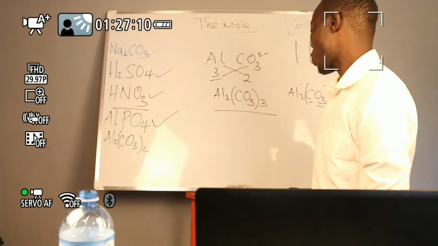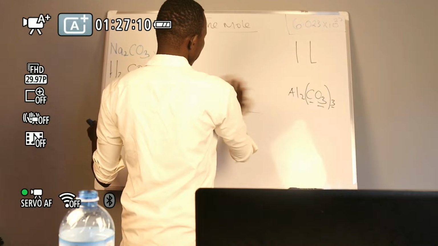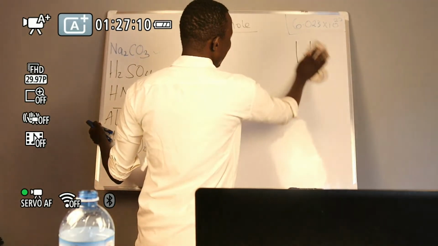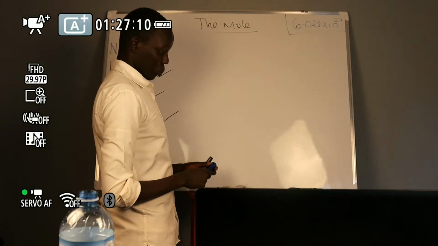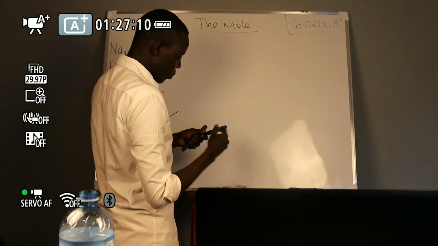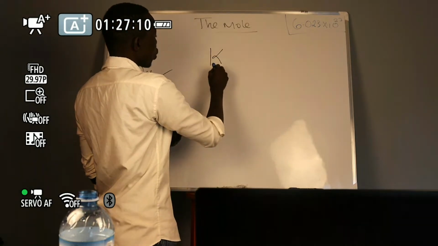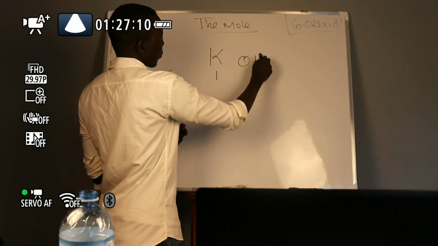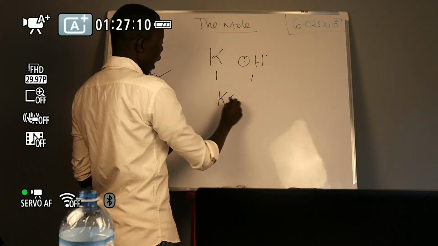So we are doing potassium hydroxide. Potassium hydroxide is made up of potassium with a valency of 1 and hydroxide with a valency of 1. So it gives potassium hydroxide.